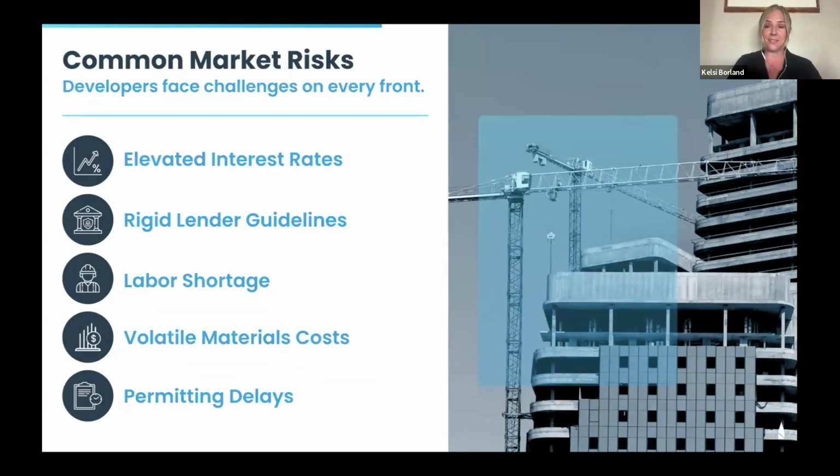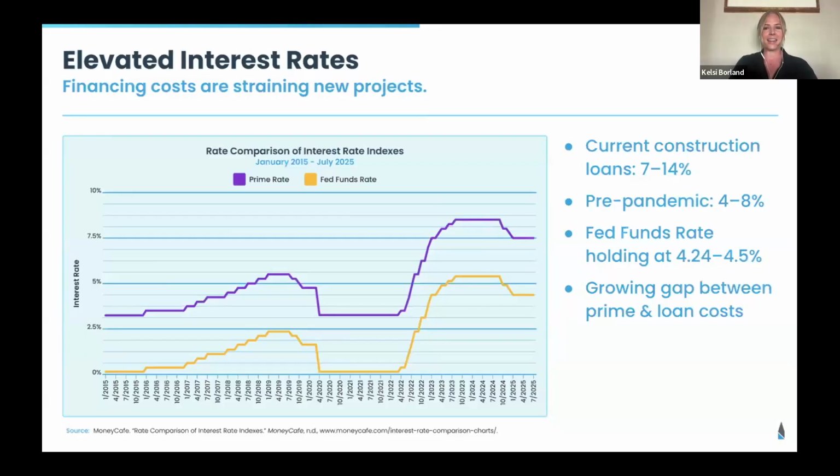We're going to go through each of these five right now, and we're going to also offer some solutions of how to respond to all of these risks that you might be experiencing in the market. Let's start with elevated interest rates. We're currently seeing high financing costs. This has happened since 2022 when the Fed began aggressively increasing interest rates.